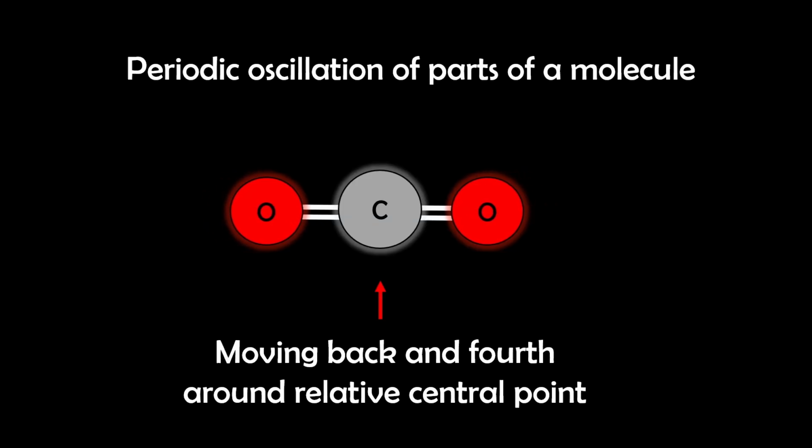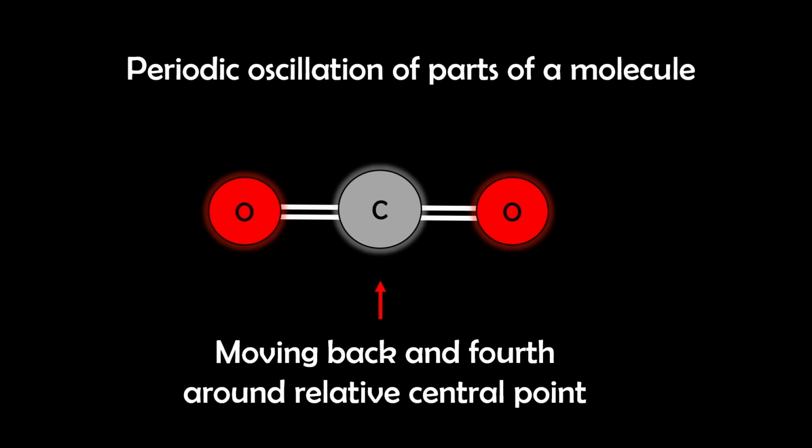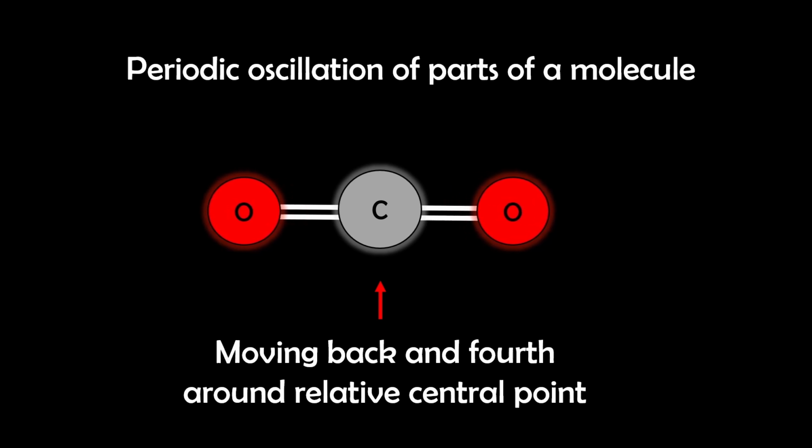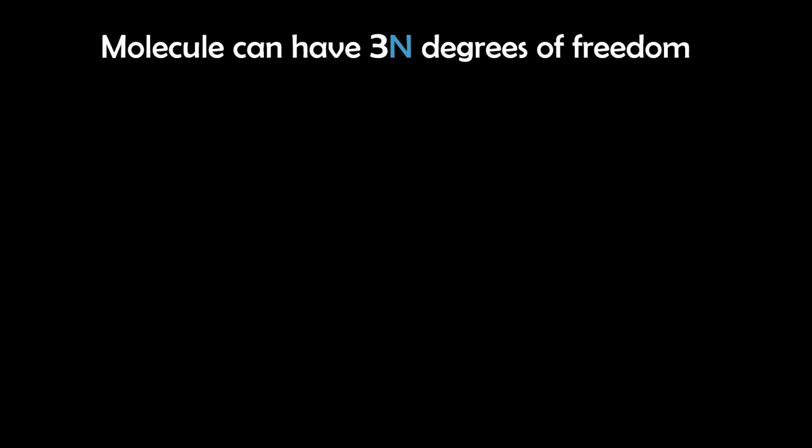In this video, I'm going to explain molecular vibrations and show how they connect to character tables. Let's start by defining vibration. For our purposes, a vibration is the periodic oscillation of parts of a molecule where atoms move back and forth around their equilibrium positions. So how many different vibrations can a molecule actually have?